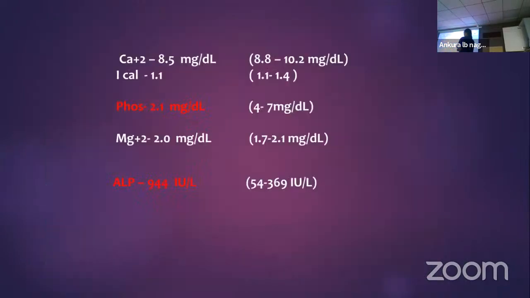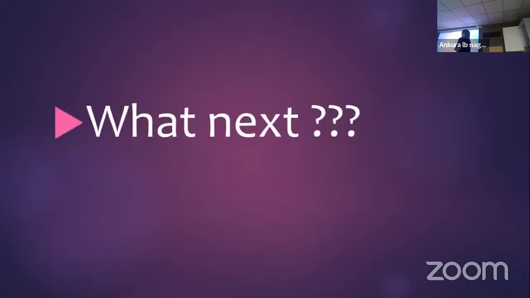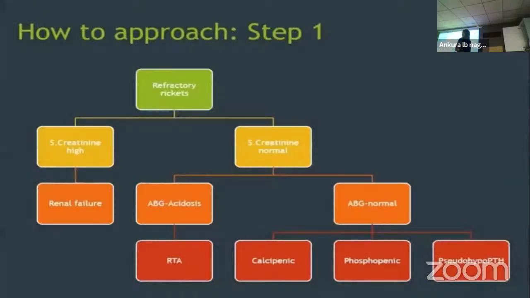Other things were normal. The initial investigation showed only phosphorus was low and ALP was highly elevated, and vitamin D and parathyroid hormone were normal. Our approach to the child: she is a 9-year-old who has taken some sort of treatment also. Maybe it might be refractory rickets.